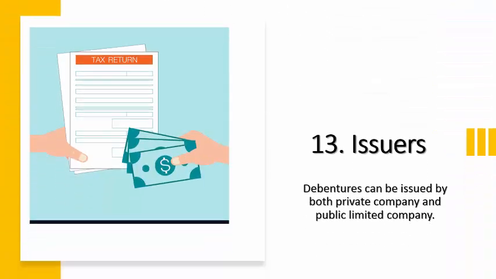Issuers. Debentures can be issued by any company, whether it is a private limited company or a public limited company. We know the meaning of private company. A private company is a company in which minimum membership is 2, maximum 200. Whereas a public limited company is a company in which minimum membership is 7 and there is no limit on the maximum number of members.